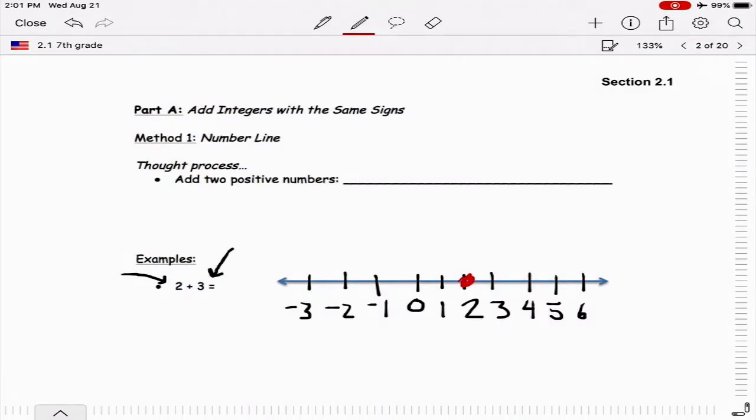Now, because the second number is a positive number, I'm going to move that many spaces to the right. Because it's 3, I'm moving 3 spaces to the right. So 1, 2, 3. And my answer is 5. Yes, I understand that I made this a lot more visual than I had to. Most of you know 2 plus 3 is 5, but I'm just trying to show you how to use the number line method when we go ahead and add negative numbers as well.